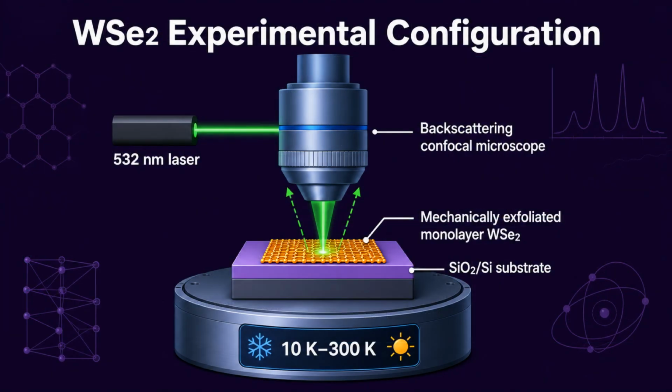The experimental configuration used a 532 nanometer green laser resonant with exciton transitions. Samples were mechanically exfoliated monolayer WSe2 on silicon dioxide on silicon substrates. Measurements covered temperatures from 10 Kelvin to 300 Kelvin using a backscattering geometry with a confocal microscope for spatial resolution on the micrometer scale flakes.